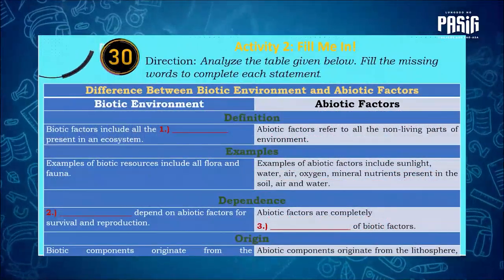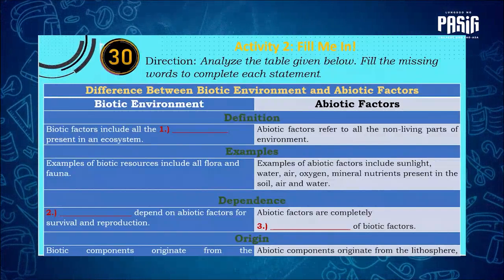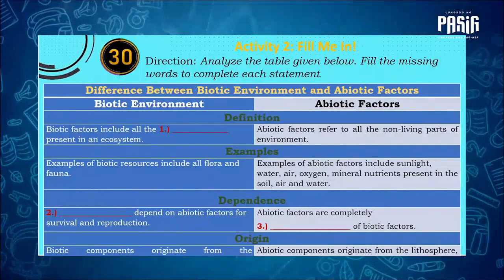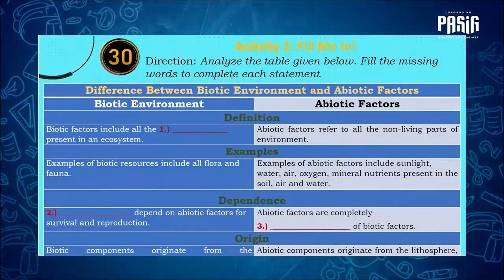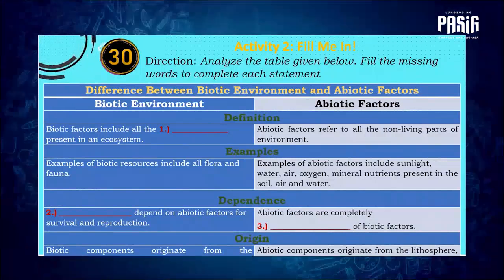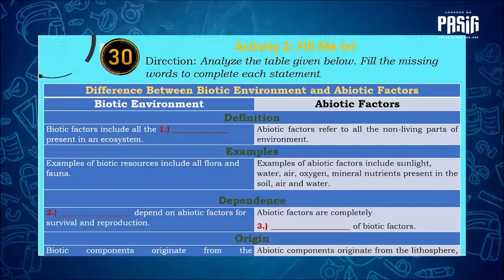For your activity number 2, analyze the table given below. Fill in the missing words to complete each statement. These are the differences between biotic environment and abiotic factors.